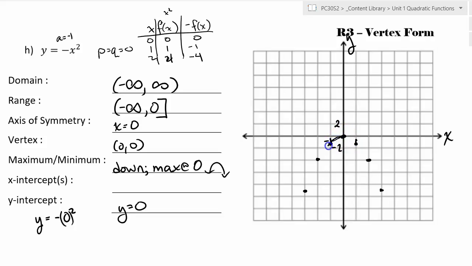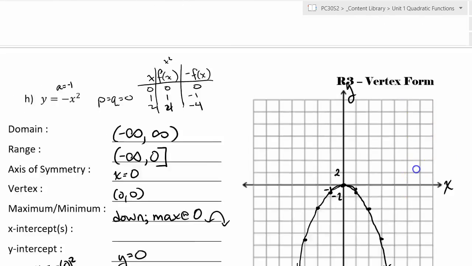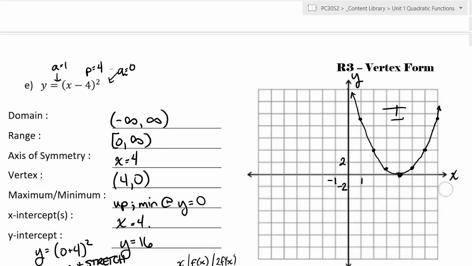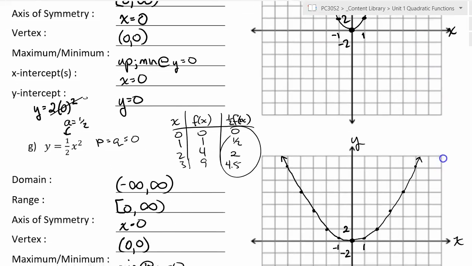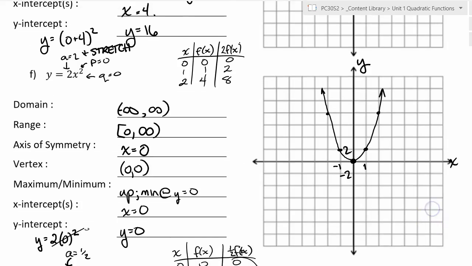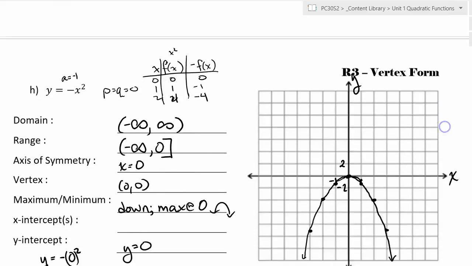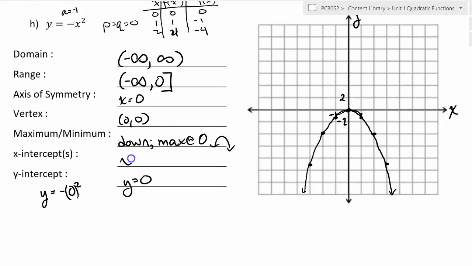So sometimes I find turning my page helps me draw the upside down ones. Otherwise I struggle. They start to look a little bit more V-like. And so that's the only difference. So relative to this guy here, it's actually the same width. Okay, so when a equals positive 1, it's flipped upside down. It's narrower than when a equaled a half, but it's wider than when a was 2. And my x-intercept is 0.